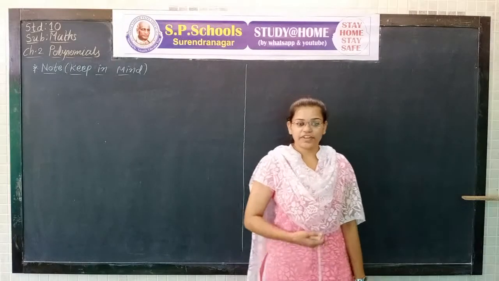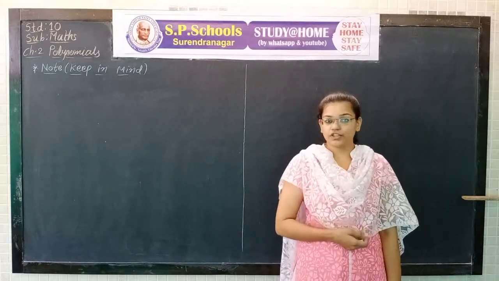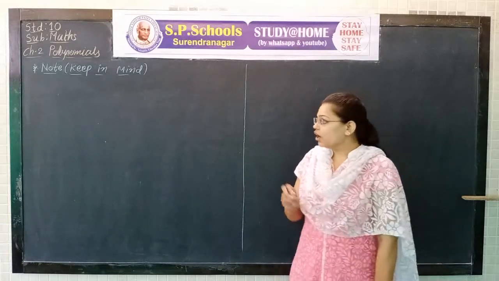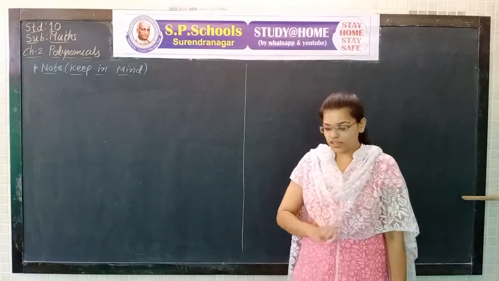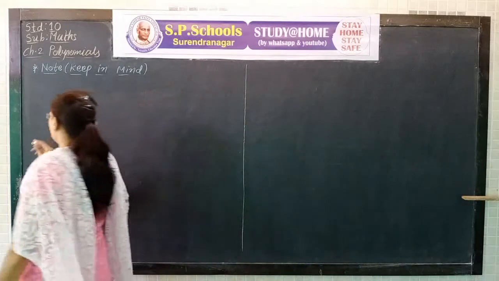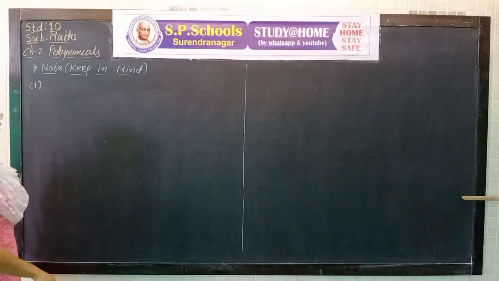In the last session we discussed the relationship between the zeros and the coefficients of the cubic polynomial. According to the last two or three sessions, let's prepare some notes. Please keep in mind. First is for linear polynomial.